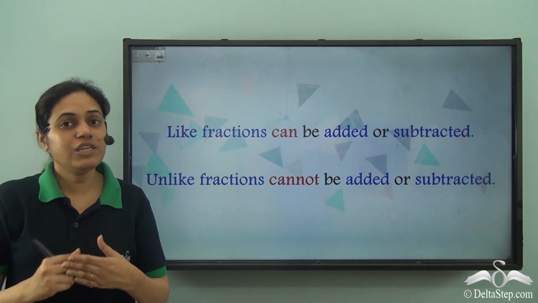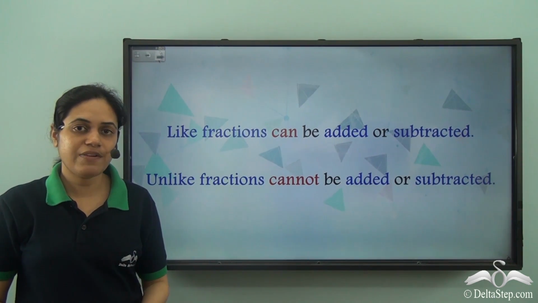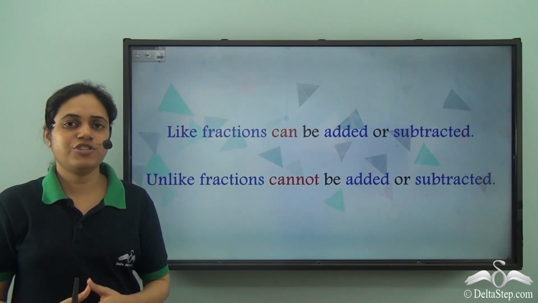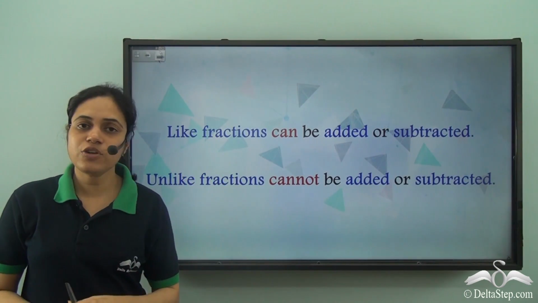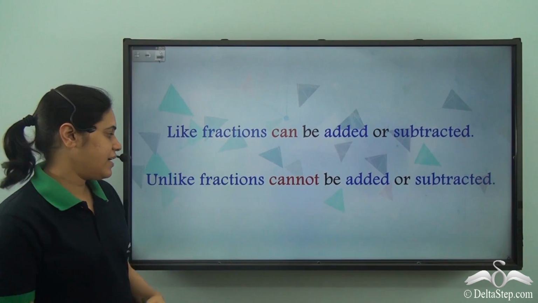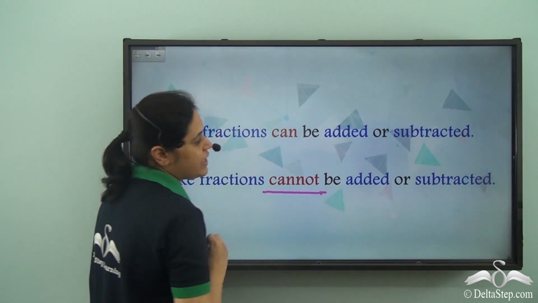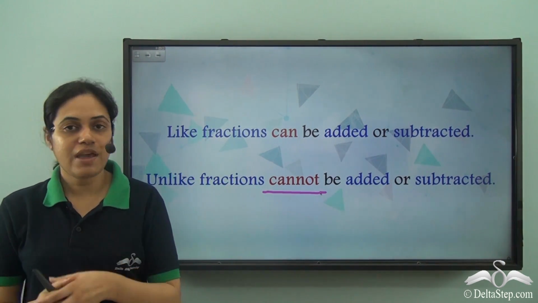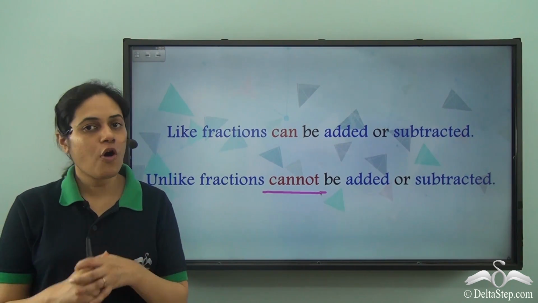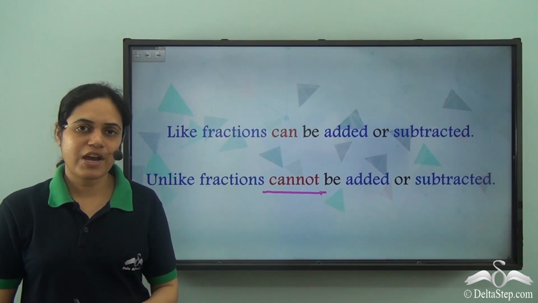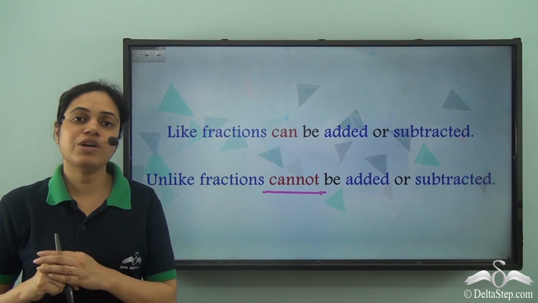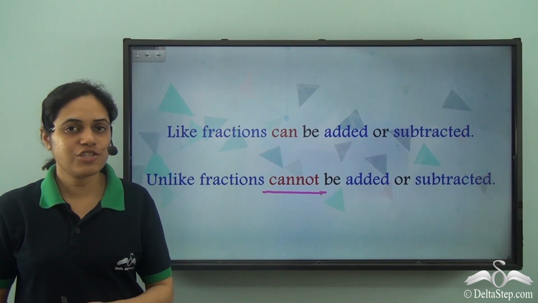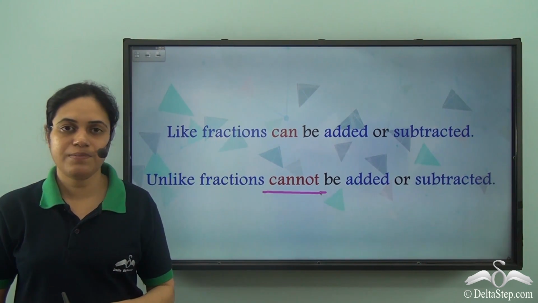Now, why do we need to convert unlike fractions into like fractions? Because like fractions are very helpful. Why? Like fractions can be added or subtracted, but unlike fractions cannot be added or subtracted. So whenever you need to add or subtract two or more fractions, you first need to convert them to like fractions and then add or subtract them.